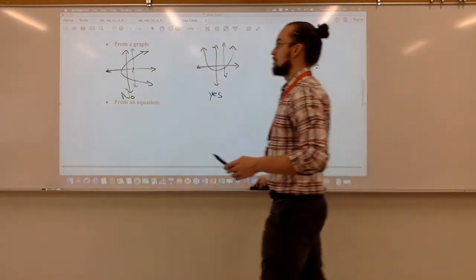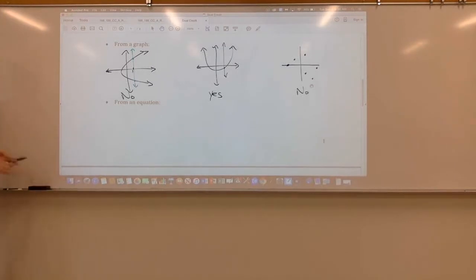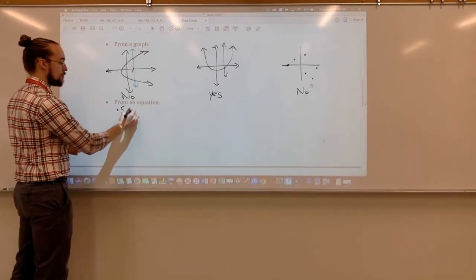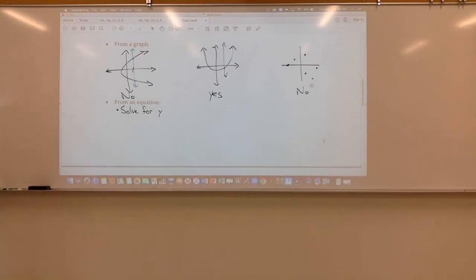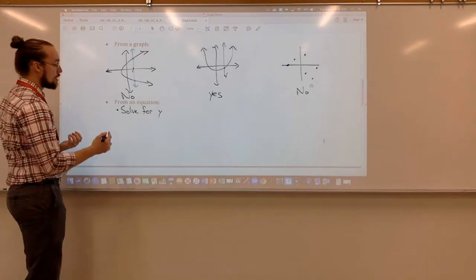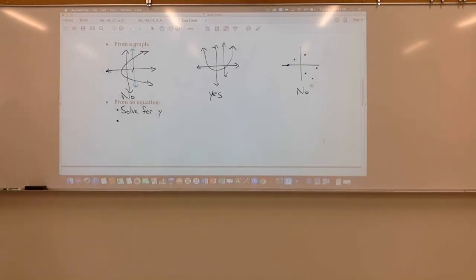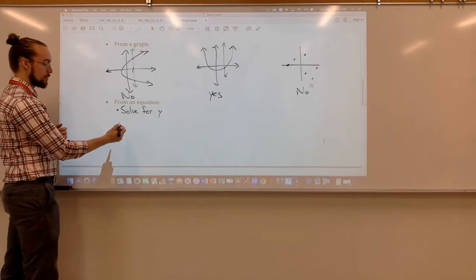Now, the last way to test to see if something is a function is from an equation. Whenever we have an equation, first we want to solve for y. Sometimes that will already be done for you, sometimes it won't be. So we want to make sure that we solve for y first, and then check to see if an input value could be mapped to multiple output values. I guess it makes more sense to just look at some examples.